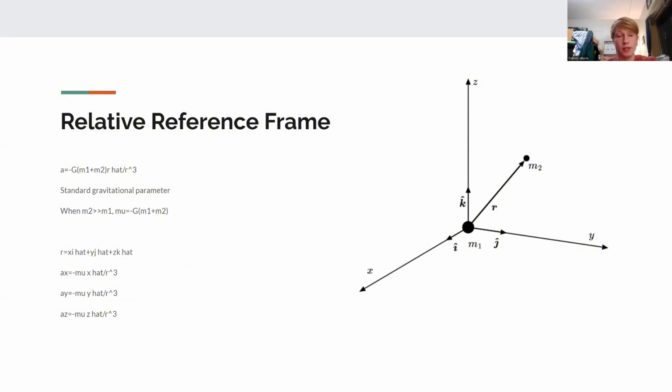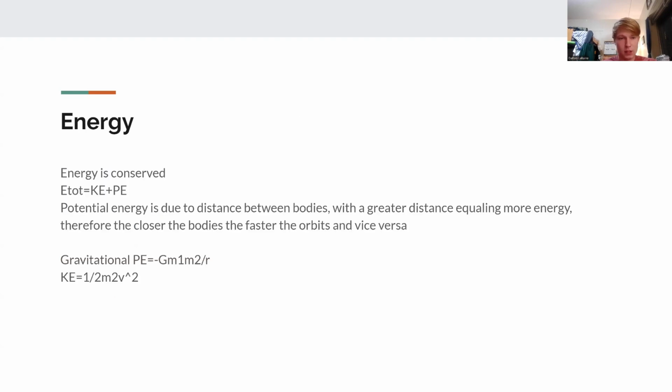Next, we have the relative reference frame. So in this part, it's taking something such as the sun and acting as if it's not moving. So that way, only the Earth is moving around it. That way, the orbit is easier to calculate. So the equations are there on the left.